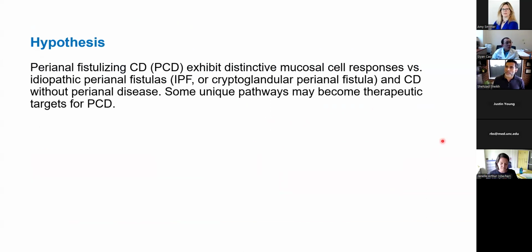So in this study, we hypothesized that the perianal fistula in Crohn's disease shows a distinctive mucosal cell response as compared to idiopathic perianal fistulas, or the cryptoglandular perianal fistulas, as well as Crohn's disease without perianal disease. And we think that some of the unique pathways of PCD may become therapeutic targets in the future.